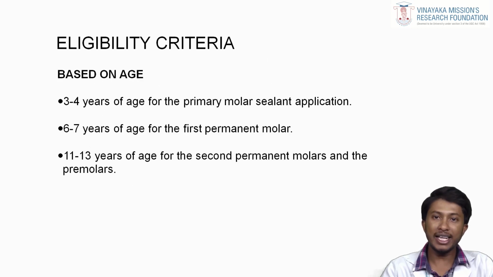Next, what is the eligibility criteria for pit and fissure sealants based on age? Usually 3 to 4 years of age is advised for primary molar sealant application, 6 to 7 years of age for the first permanent molar, and 11 to 13 years of age for the second permanent molars and premolars.